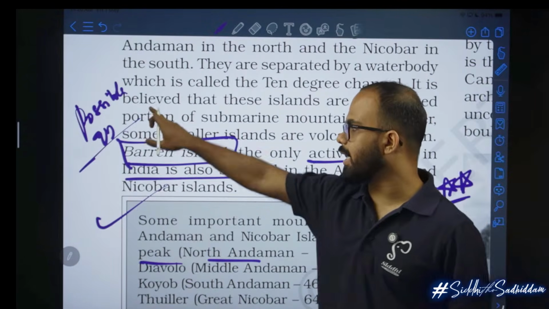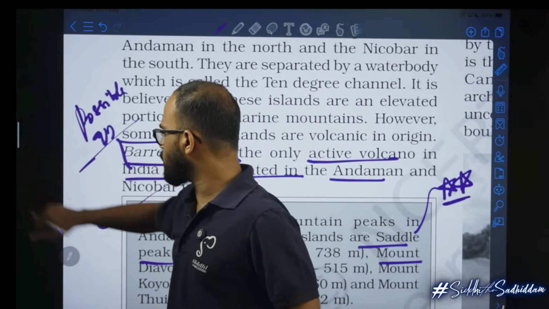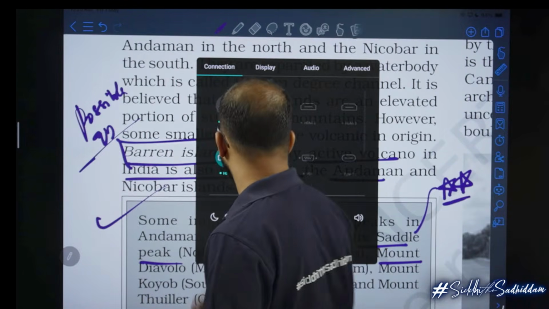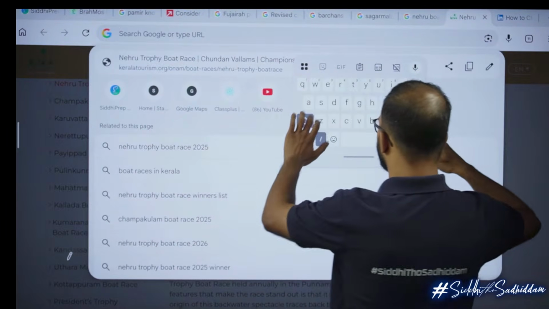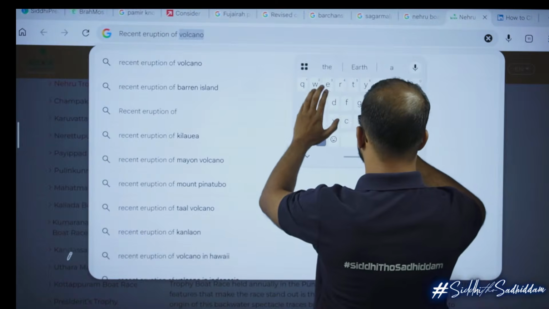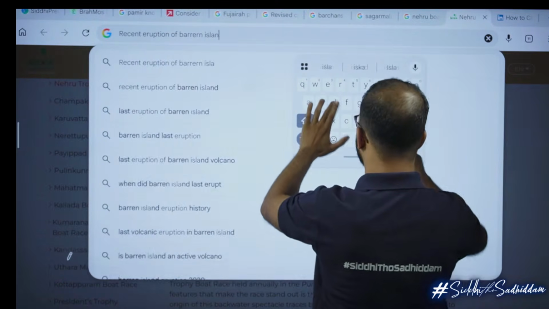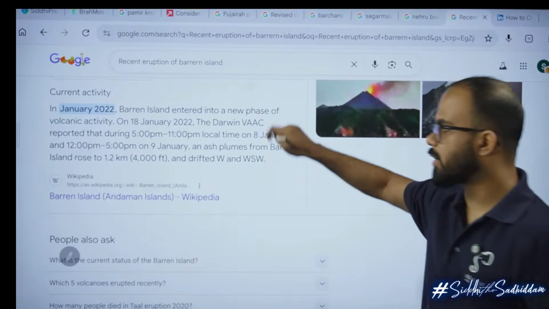Barren Island, the only active volcano in India, is a possible question, because if I'm not wrong, very recently this island has erupted. Let me cross check before I state that claim. Recent eruption of Barren Island. Let me cross check it. Yes, it has erupted recently in 2022.